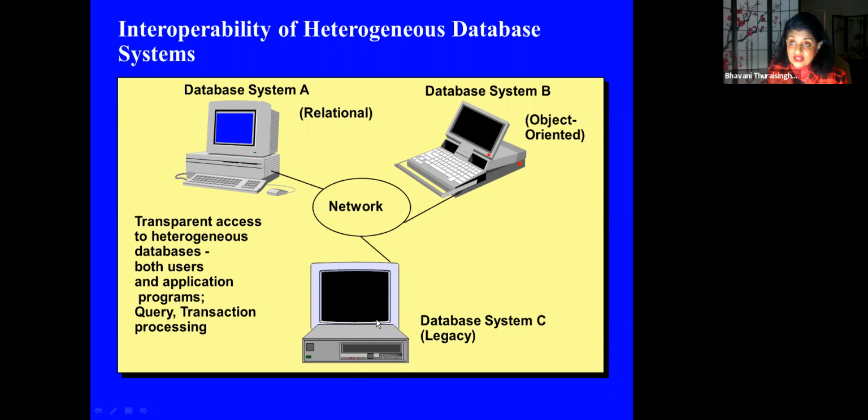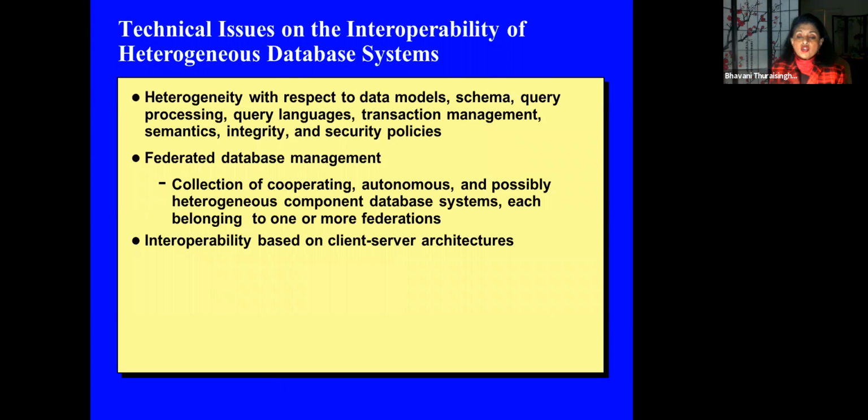And so what happens here is that these databases have to be integrated. At that time, it was a huge challenge. We are talking about the early 1990s, where we talked about interoperability between heterogeneous database systems. Of course, today this problem is more or less solved, and I'll tell you why. But right now we are still in the 1990s. So heterogeneity could be with respect to data models, which is what I showed earlier: relational, object, and hierarchical. Schema, that's the metadata, query processing, query languages. One could be SQL, IMS could have its own language, transaction, semantics, integrity, different security policies. So that is heterogeneity, right?